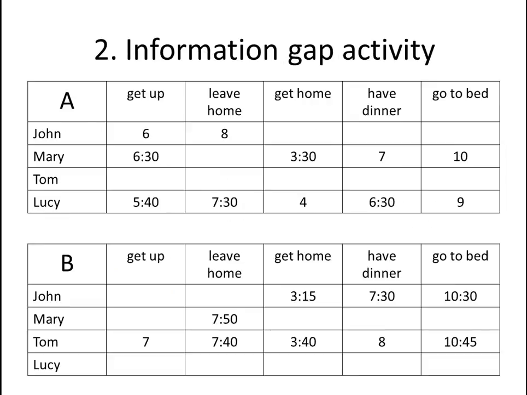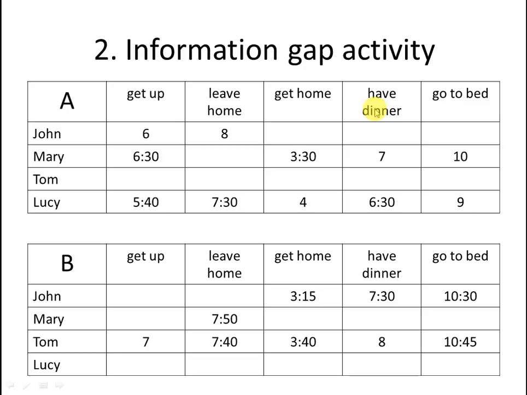And the second activity is called information gap activity. When we do this, we sometimes give the students worksheets. And here we have worksheet A and worksheet B. One student gets either one of these, just one of these, not both of these. So let's say I get worksheet A and my partner gets worksheet B. Okay.